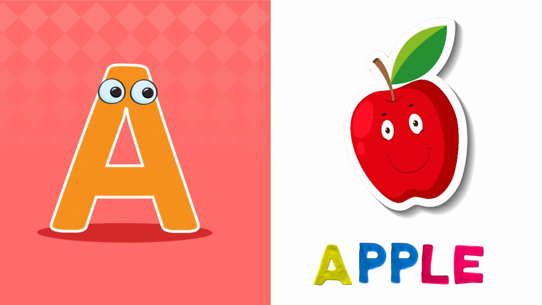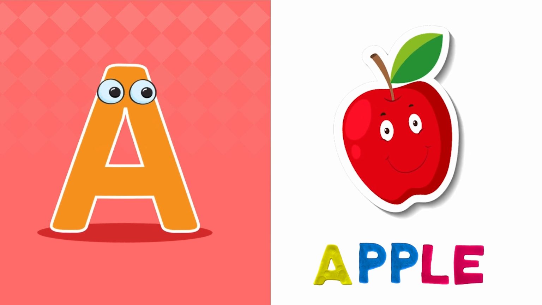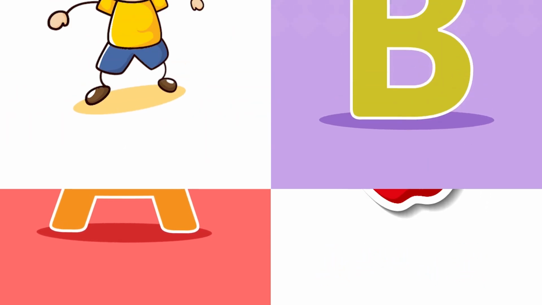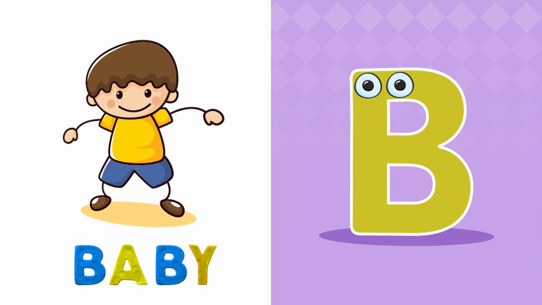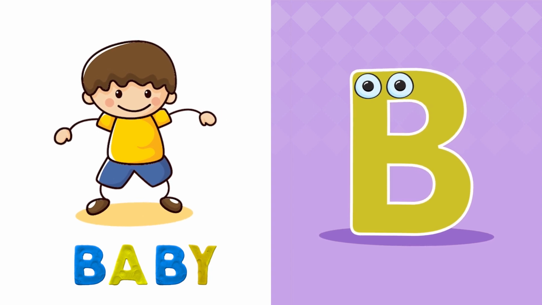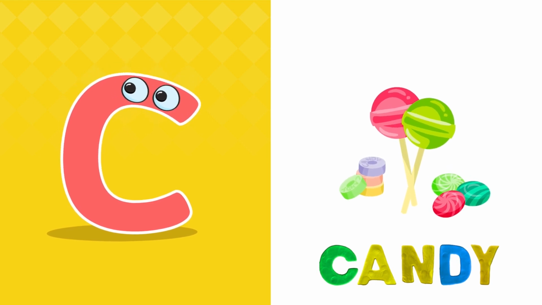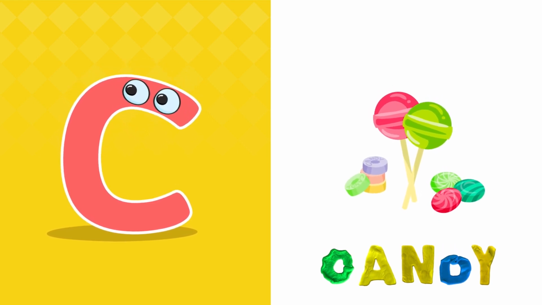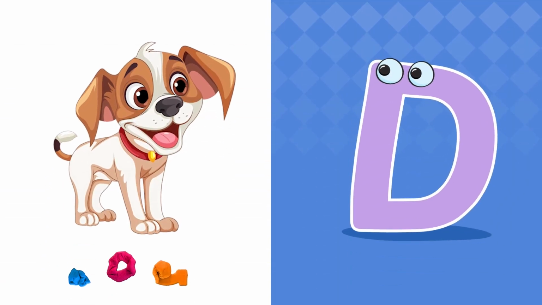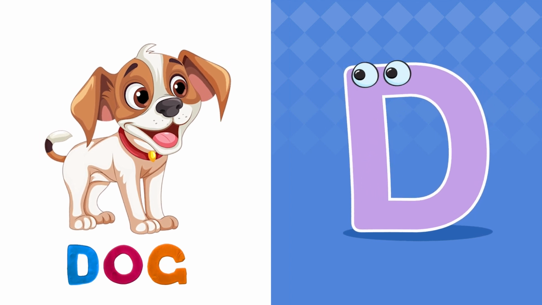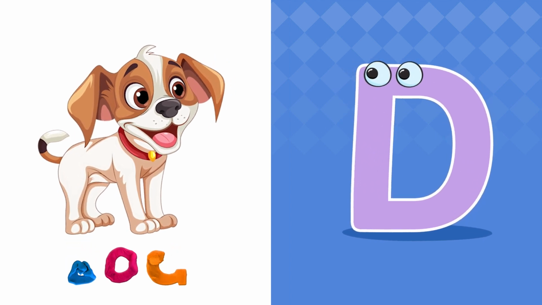A is for apple. A, apple. B is for baby. B, baby. C is for candy. C, candy. D is for dog. D, dog.